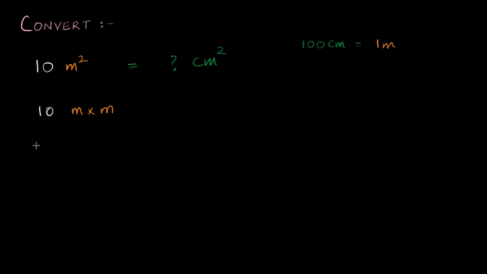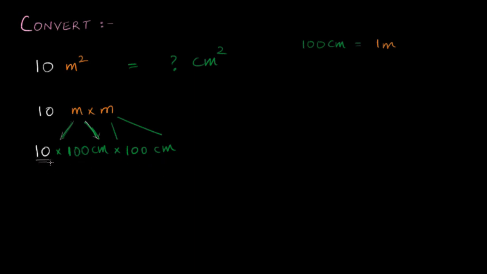So let me do that. I'm going to write 10. And now this 1 meter is going to become 100 centimeters. And the same thing is going to happen to this meter as well. That's going to become another 100 centimeters. So I have all my units over here. So 10 times 100 centimeters into 100 centimeters.